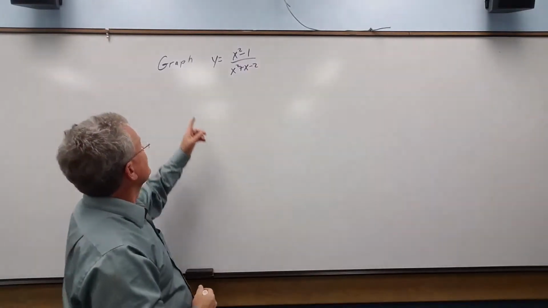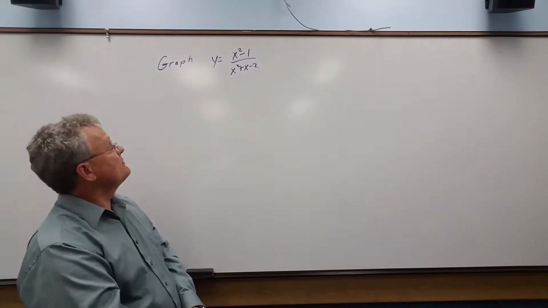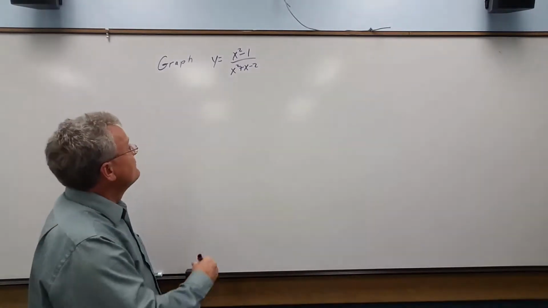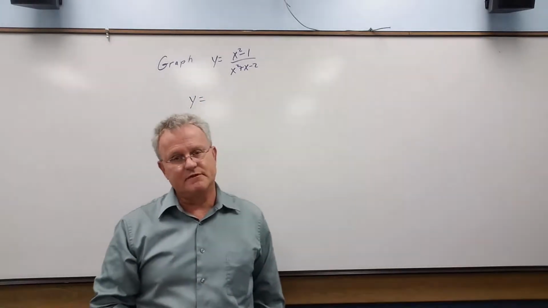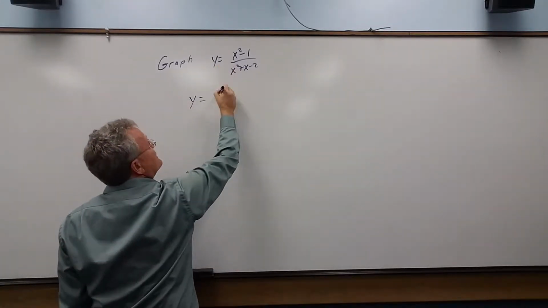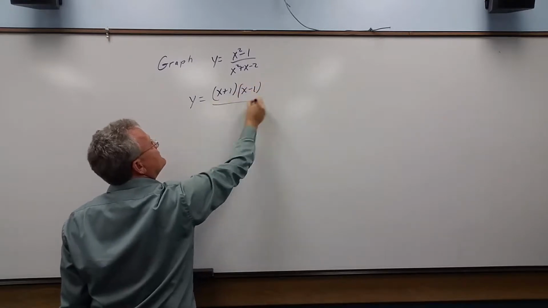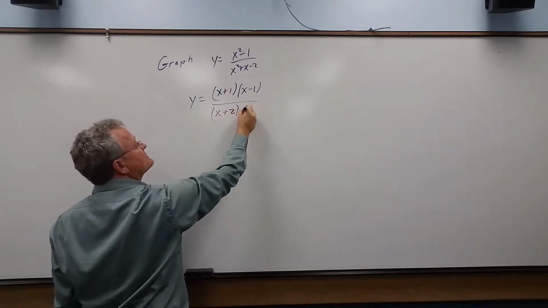All right, in this problem, we're going to graph the function y equals (x squared minus 1) over (x squared plus x minus 2). Now, the first thing we want to do is factor and simplify if possible. Because when this factors, the numerator factors to (x plus 1)(x minus 1). The denominator factors to (x plus 2)(x minus 1).